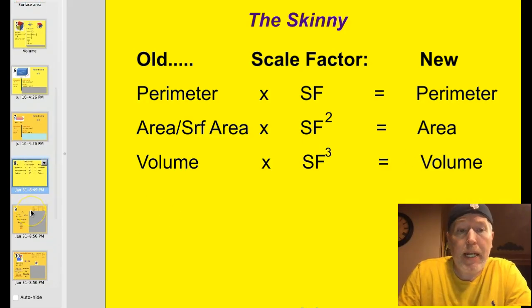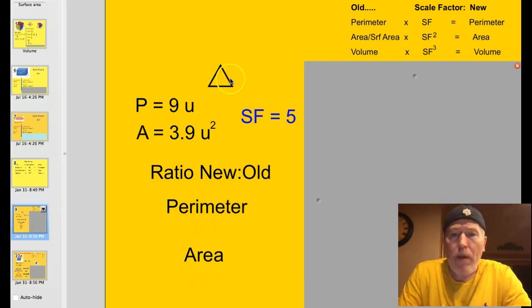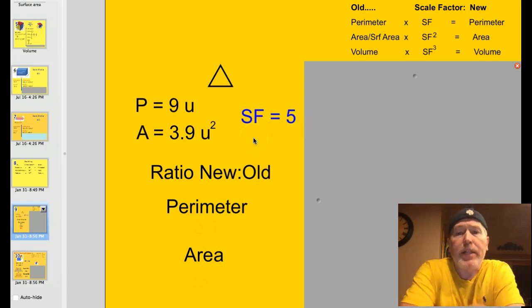I took and pasted it in on the next couple of slides, and it's time for you to do a little bit of work. All right, we have this little triangle here. I want you to calculate the perimeter and the area of a new triangle using the scale factor of 5. Go ahead and take a second to try that.